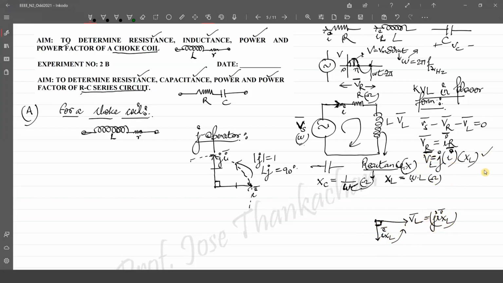This is a complete expression showing us the voltage. And what is the magnitude? VL magnitude is I magnitude into XL. I can say I into XL magnitude. Magnitude will not change, but the angle is not the same. The angle of I into XL is here, and the angle of VL, J times IXL, is here. So there is a 90-degree shift between them. So this is how we represent voltage across an inductor.